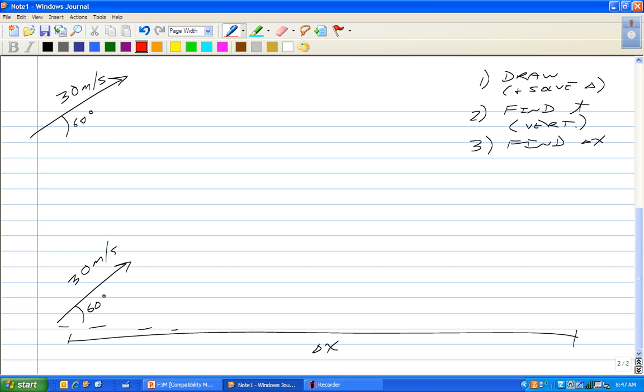In other words, there is a component of this that is horizontal, and there's a component that is vertical. To say that it's going 30 meters per second at 60 degrees is to say it's going to the right and up at the same time. So when I say solve the triangle over here, what I really mean is find those components of that vector. How much of it is going to the right and how much of it is going up?